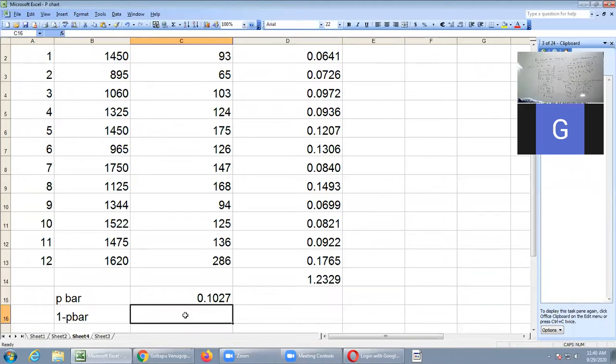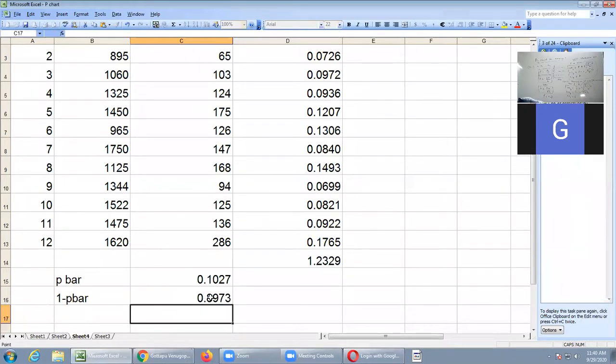So if I know P bar, I can calculate 1 minus P bar. The next column is 1 minus P bar. Press the equal to button, 1 minus P bar value. The P bar value you can select, because you are calculating only a single value. And then press enter. You will get 1 minus P bar automatically. I have made these cells up to 4 places, that's why you are getting 4 places. If you are not getting 4 places, right click, format cells, number, decimal places 4.